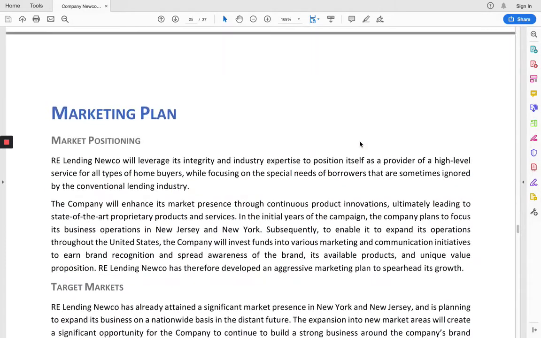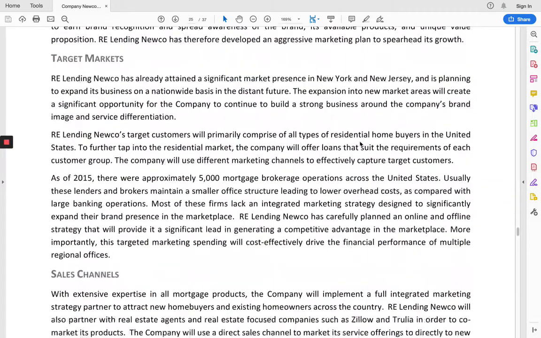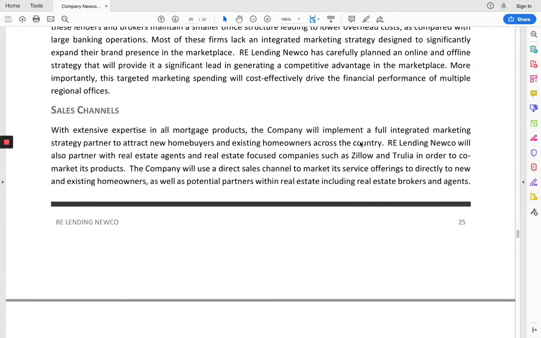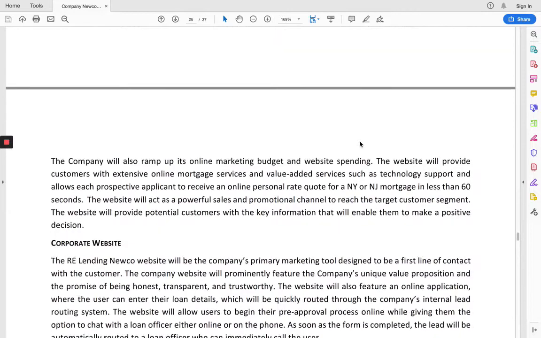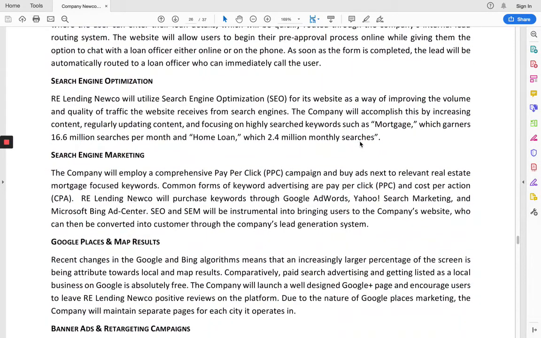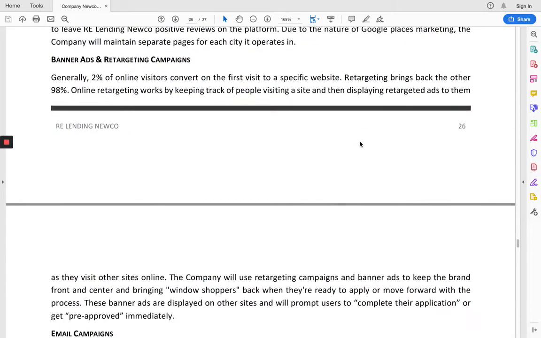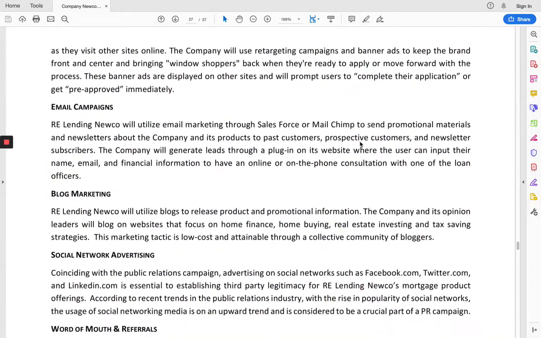What makes you better than the competition out there? Once we're able to do that, then we want to do the marketing plan. This is all of the online and offline marketing you'll be doing to generate business, revenue, and leads. And we want to go into a good amount of detail here so your investor or bank can understand all of the different strategies you'll be using and why you're uniquely qualified to use those strategies.